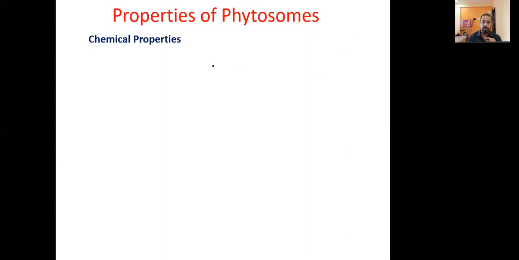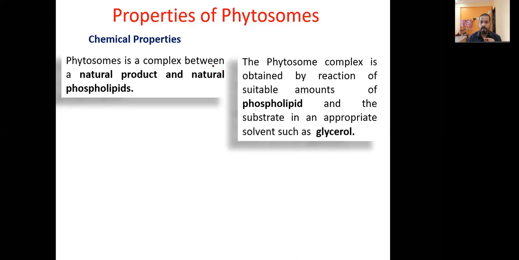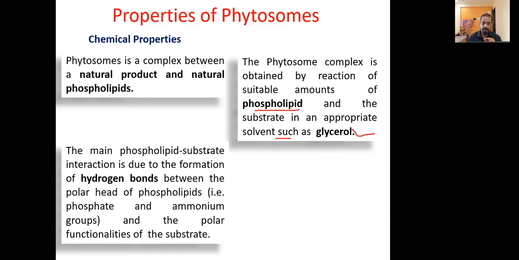Let us start with the properties of the phytosome. So, chemical properties. Phytosome is a complex between a natural product and a natural phospholipid. The phytosome complex is obtained by reaction of a suitable amount of phospholipid and the substrate in an appropriate solvent such as glycerol. And the main phospholipid-substrate interaction is due to the formation of hydrogen bonds.